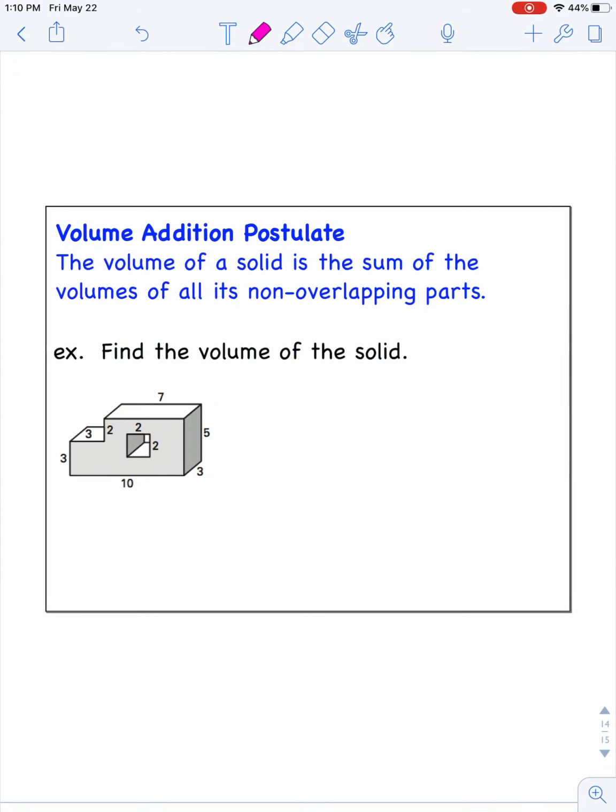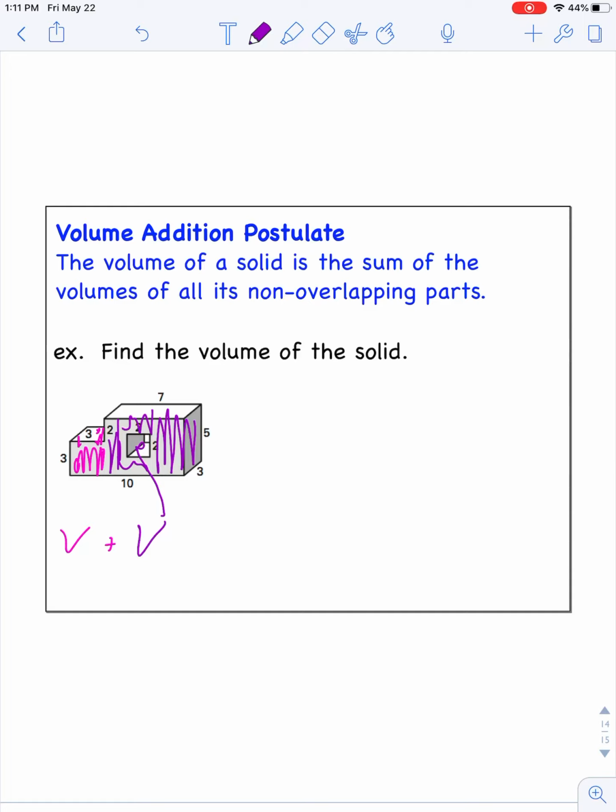All right. Also, last thing here. If you have multiple solids, you can add the solids together. So you can find the volume of this particular solid by simply finding the volume of this solid right here, and then adding it with the volume of this whole thing right here. And I would find that whole volume by taking the large one and subtracting out that little piece right there. So that's just the volume addition postulate.